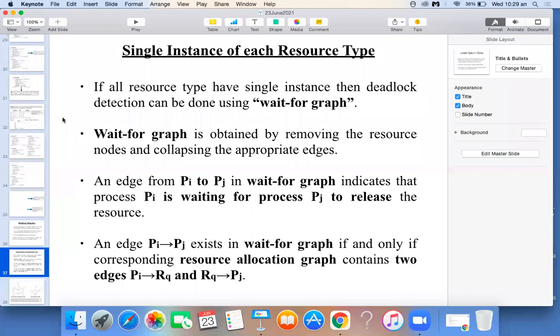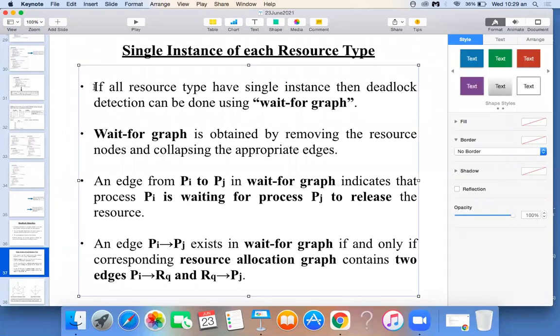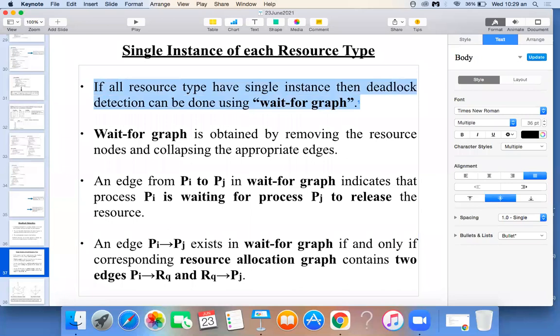In deadlock detection, we use another kind of graph called the wait for graph. It is similar, or equivalent, to your resource allocation graph. Now, how exactly is it different from the resource allocation graph? In the resource allocation graph, we have both processes and resources, correct? But in the wait for graph, there are no resources. So those nodes we are removing.